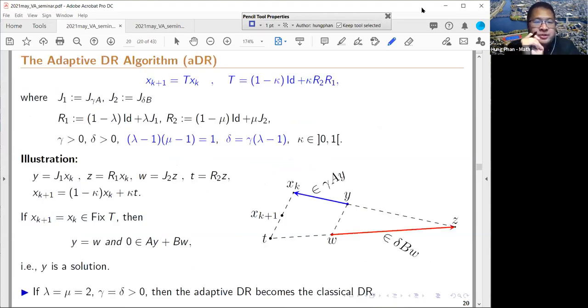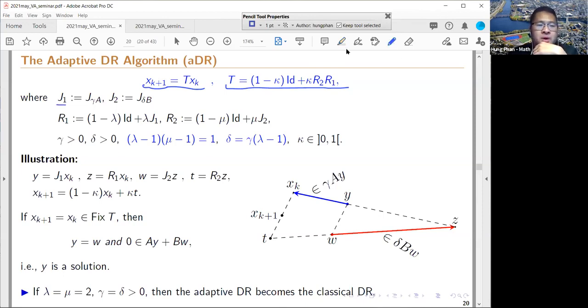So in the adaptive Douglas-Rachford algorithm, we will modify the original Douglas-Rachford operators as described. The iteration is defined by x_{k+1} = Tx, where the operator T is (1 - kappa) identity + kappa R2 R1. R2 is the second reflection and R1 is the first reflection. This is the way we denote it. For most of the part, we can simply use kappa equals 1/2, but of course the range of kappa could be more than that.